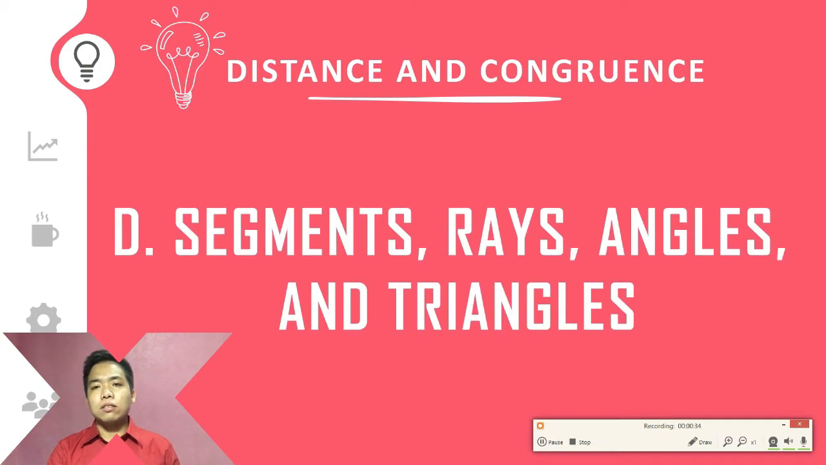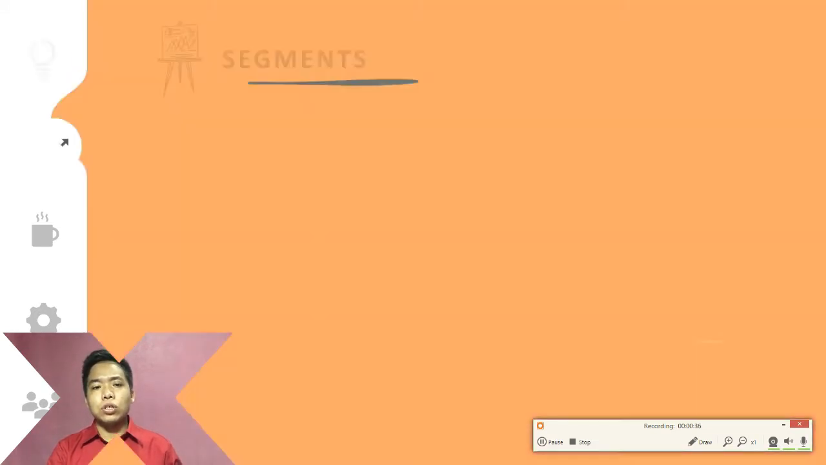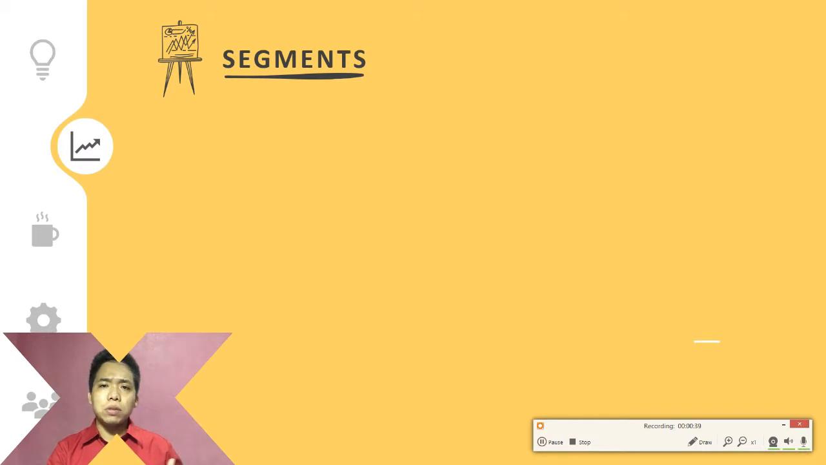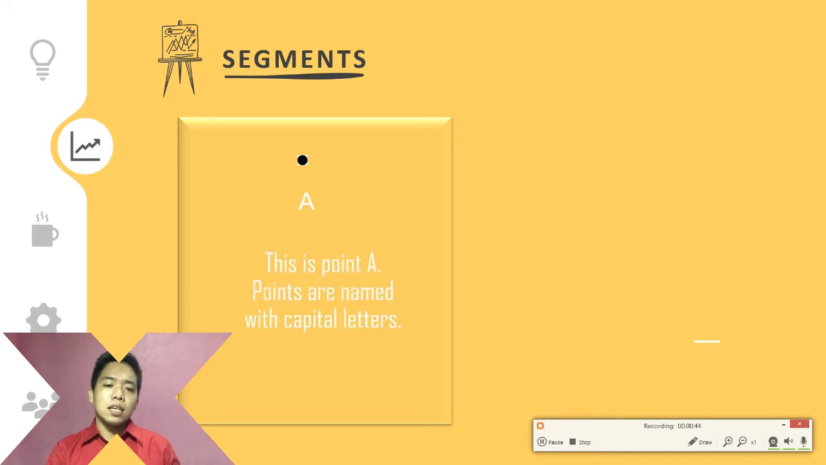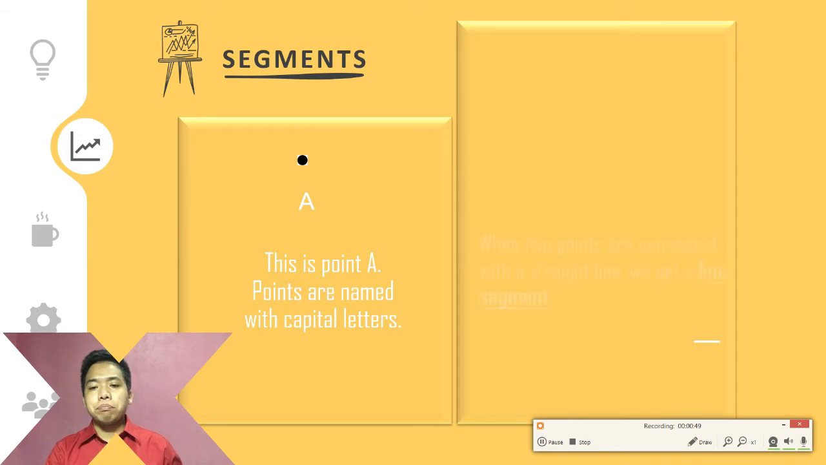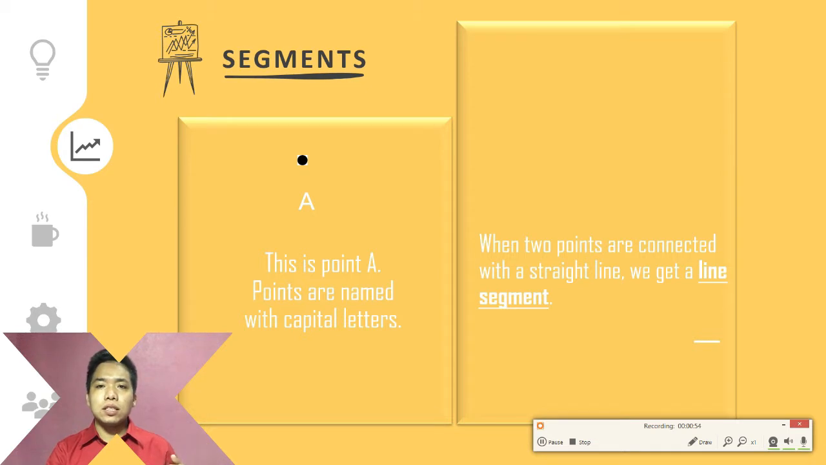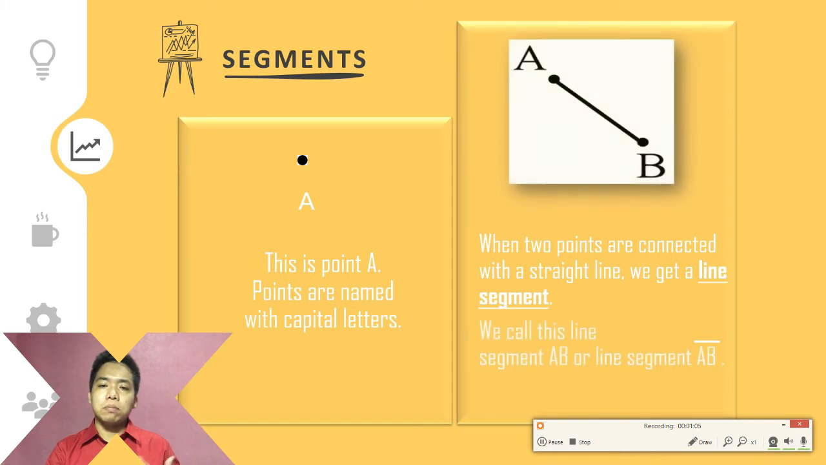Segments, rays, angles, and triangles. First we'll tackle segments. Segments start with a point. In this case, this is point A. Points are named with capital letters. When two points are connected with a straight line, we get a line segment. That is how we form line segments, connecting two individual points with a straight line. In this case, point A is connected to point B, and we have a line segment AB.